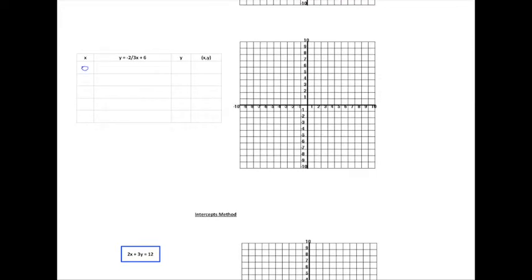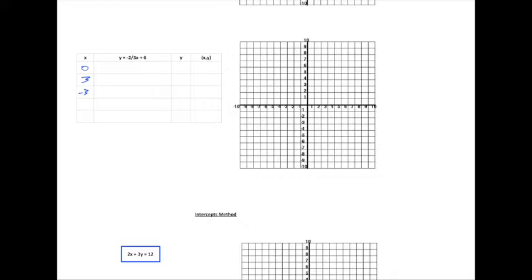And again, I'm going to use 0. Now in this case, I see that I'm going to be multiplying by 2/3. So I'm going to choose values of x that are multiples of the denominator 3. And I'll show you what happens when you don't.